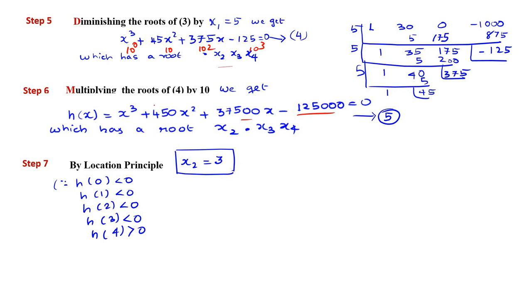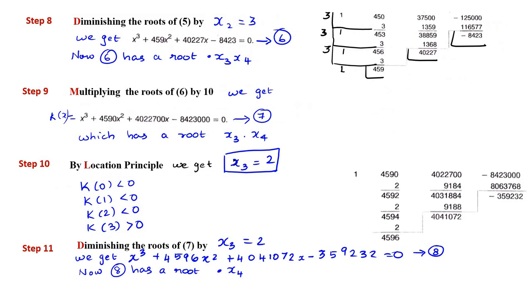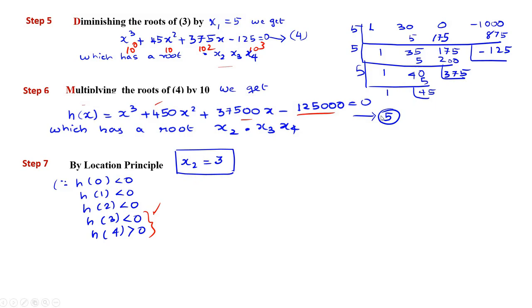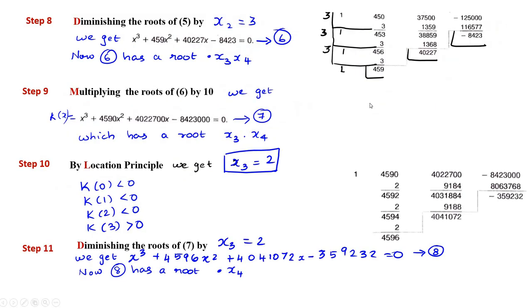Again the same procedure: you name the entire equation as H of x. H of 0, find 1, 2, 3, 4. There is a change in sign here, and your x2 is the first one, whatever you get, that will be your x2. Here, L next is diminish. Diminish this equation by 3. That needs to be written here, and you have to diminish the roots by 3. And this is what you get.